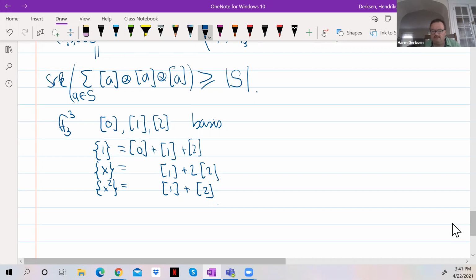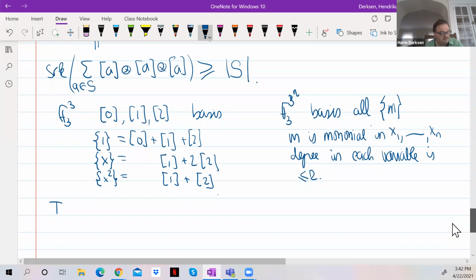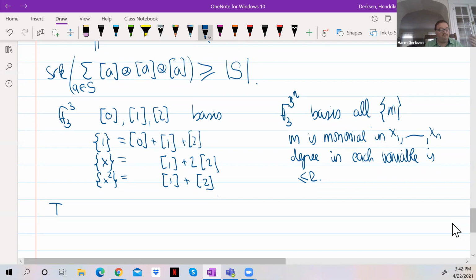So maybe I won't give too many details, but in this basis, it turns out that if you look at the support of this, you do this in F3 cubed, but then in F3 to the power n, we have bases, say M, where M is a monomial in n variables, and the degree in each variable is less than or equal to 2. Anyway, if you change the basis in this way, then this Tn, this tensor becomes simpler in a way.